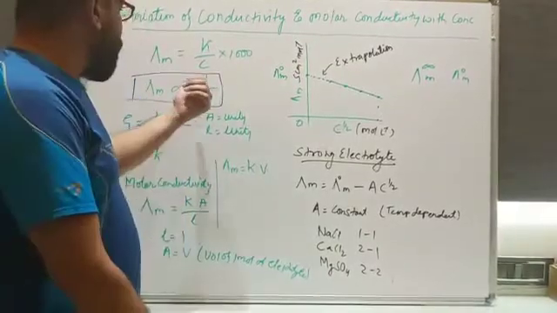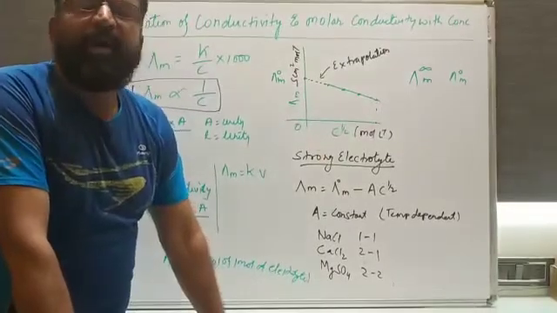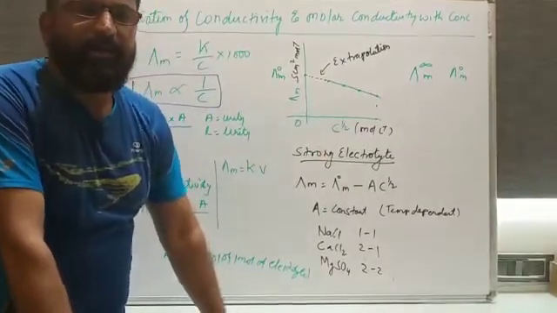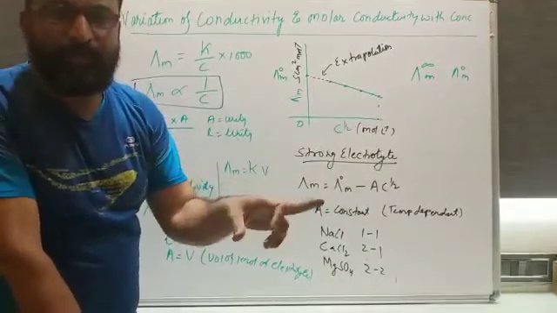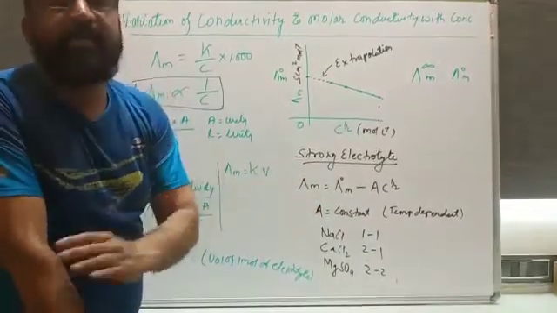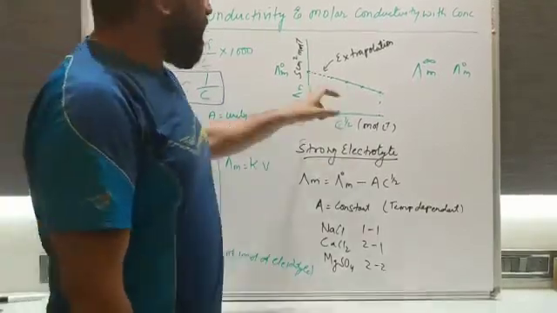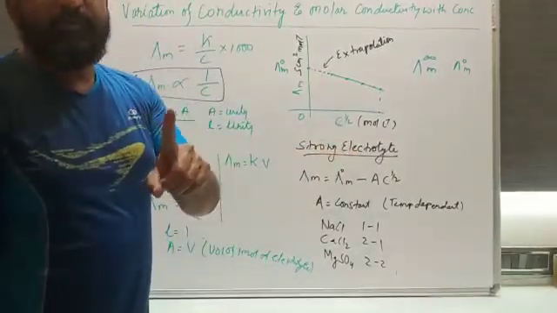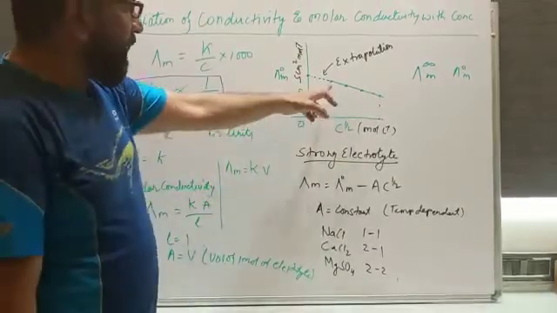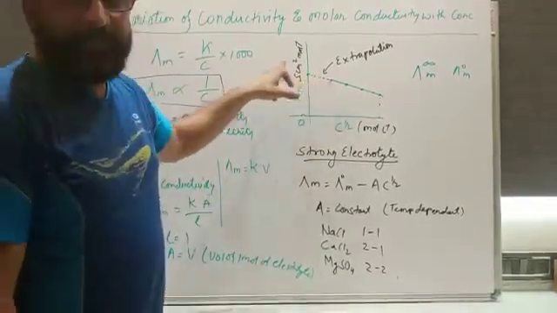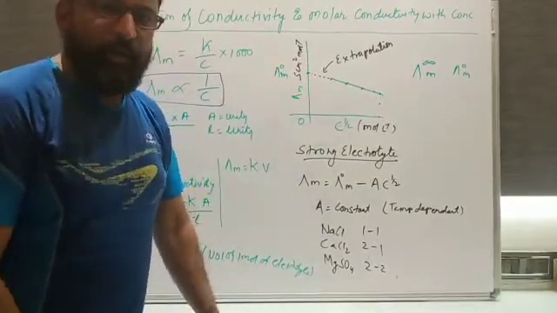Is it fine? Because of the formula, right? But if you represent it graphically, how will you find the limiting molar conductivity? Limiting molar conductivity is the molar conductivity at infinite dilution. Is it fine? This is called the limiting molar conductivity. So infinite dilution means the concentration will be 0, and when you plot this graph, this is called extrapolation, and at this point you get the limiting molar conductivity. I hope you understood this.